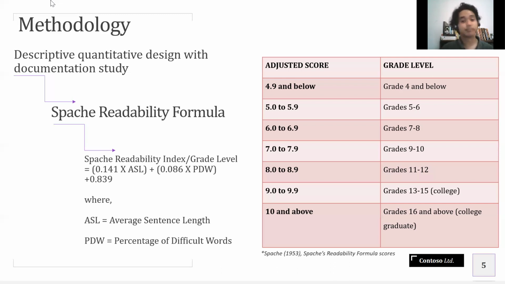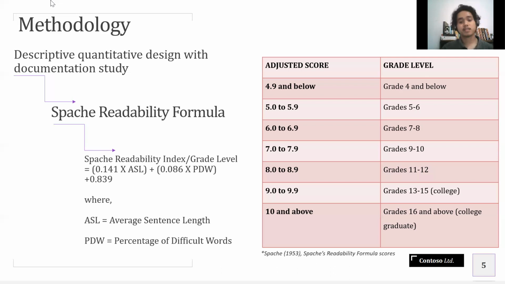Step 5, count the number of words in the sample text that are not found on the space revised word list as revised in 1974. Step 6, divide the figure obtained in step 5 with the figure obtained in step 2 and multiply the result by 100 to arrive at percentage of difficult words or PDW. And step 7, compute the space readability index with the following formula, as you can see on the screen, where ASL is average sentence length and PDW is percentage of difficult words.